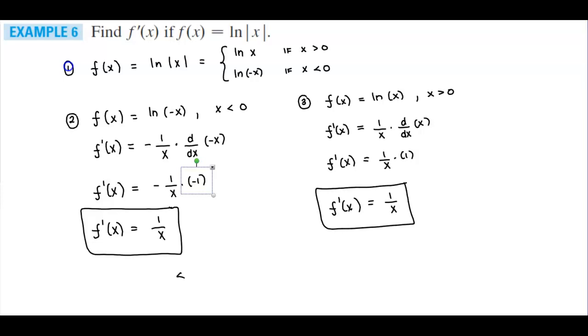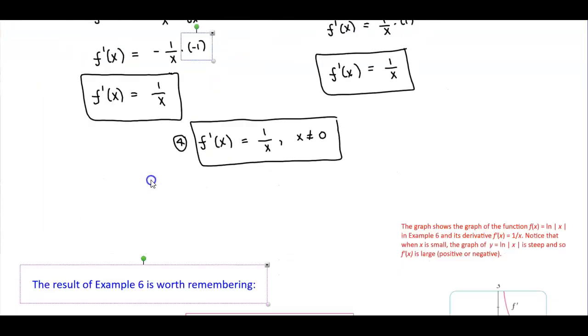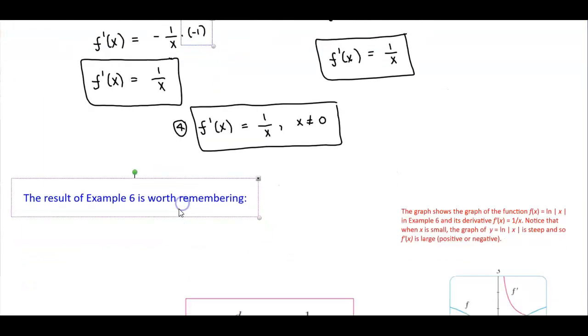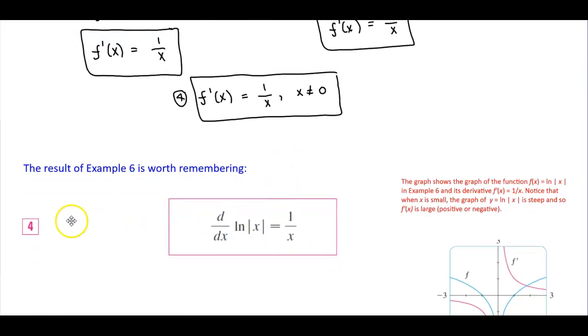So that tells us that f prime of x is going to equal 1 over x, provided that x does not equal 0. So this is one particular formula that you want to make sure that you remember. So the result of this example is a definition. Definition number 4 tells us that the derivative with respect to x of the natural log of x is going to equal 1 over x.